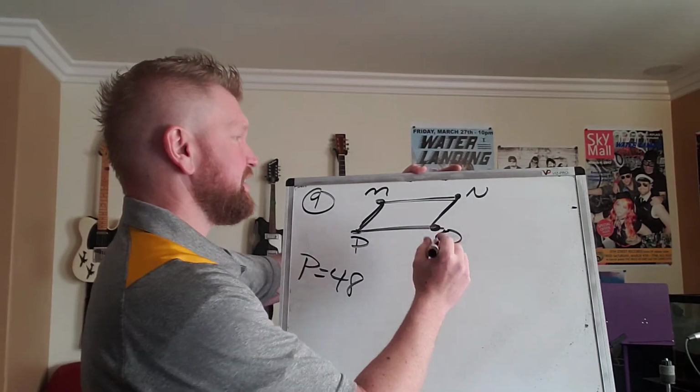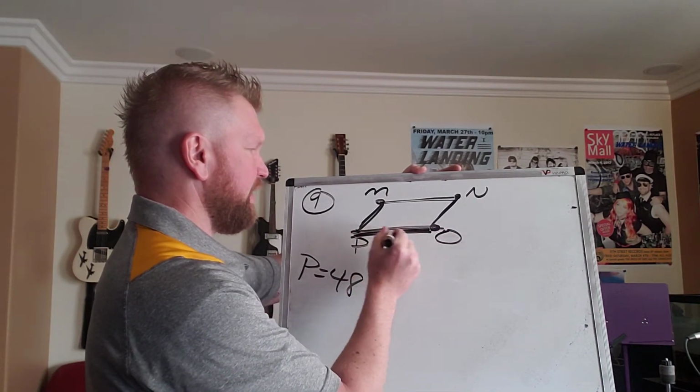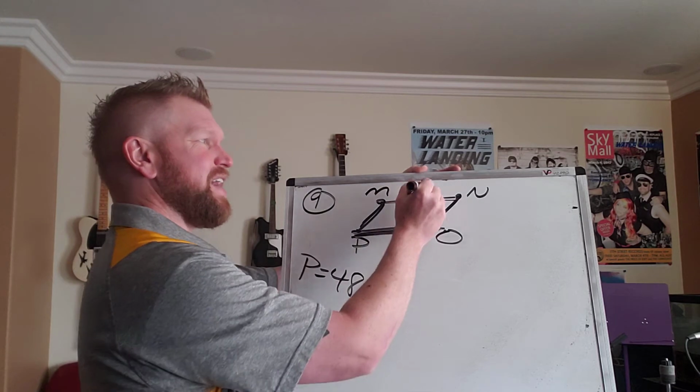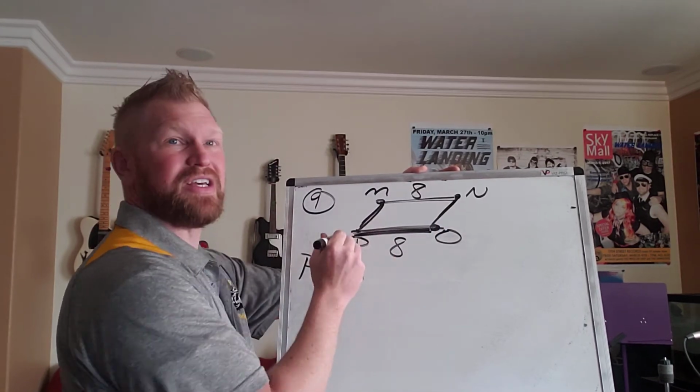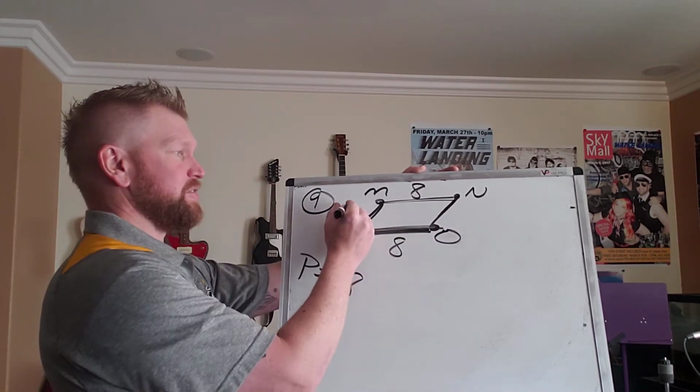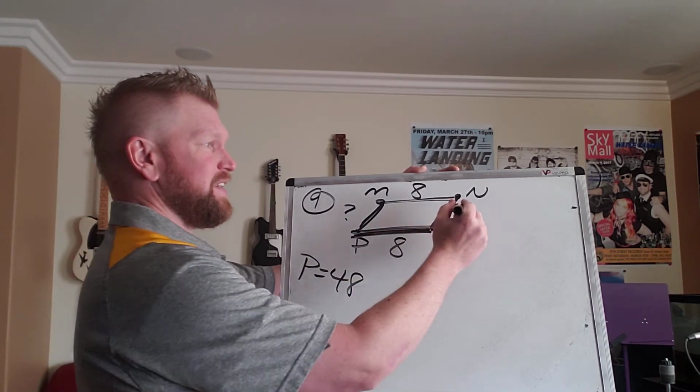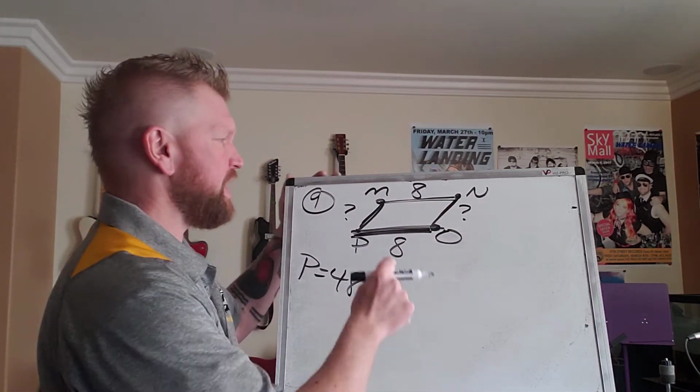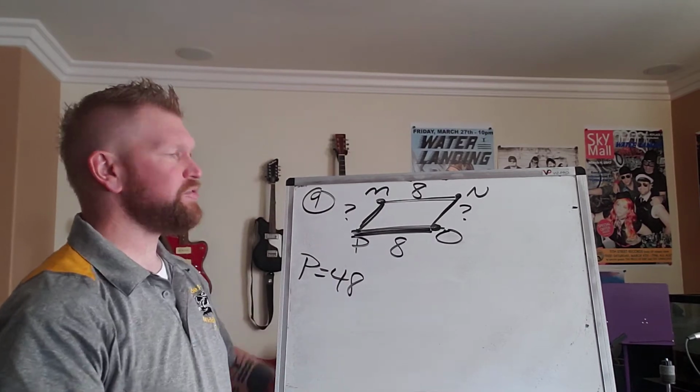OP is 8. So from O to P right there, that's 8. Now, if that's 8, that means this is 8. The question is, what is PM? So here's the question. Whatever that is, this is the same thing. So we have to add up all of these to get 48. Let's use guess and check.